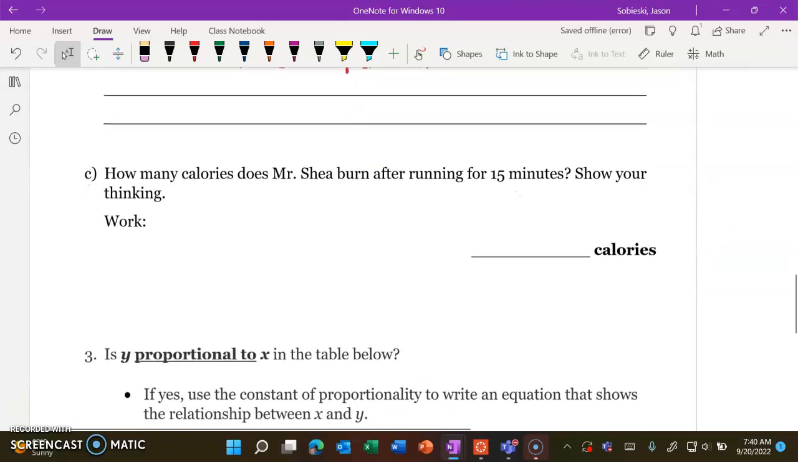Lastly, we have part C. How many calories does Mr. Shea burn after running 15 minutes? So once again, we're going to use our equation. Calories equals 12 times the number of minutes.